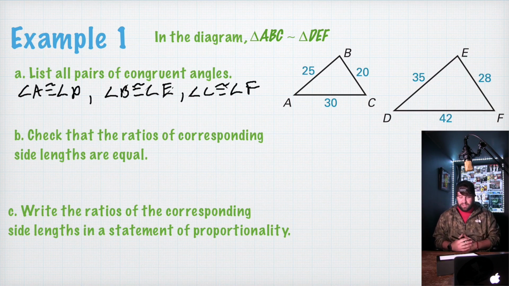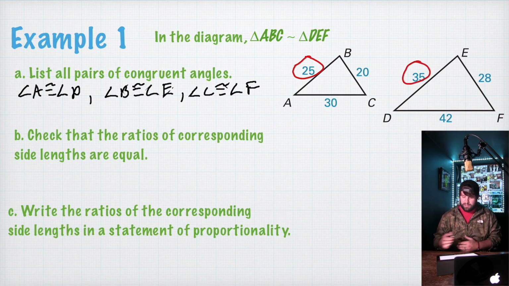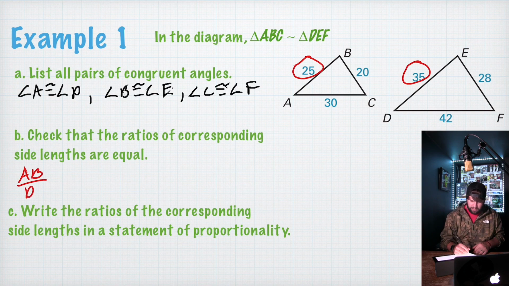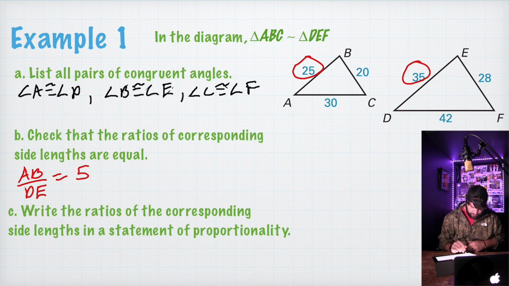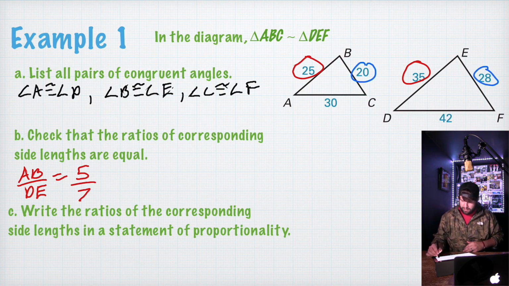Okay, check that the ratios of corresponding side lengths are equal. So let's go ahead and take a look at AB compared to DE. If we reduce 25 over 35, simplify that, both of those are divisible by 5 and can reduce down to 5 over 7. Okay, let's take a look at BC and EF. 20 over 28, both divisible by 4.